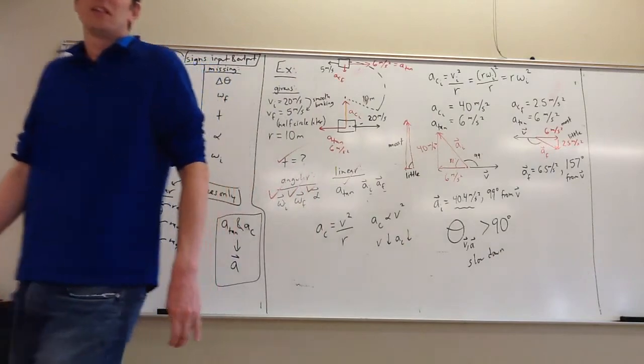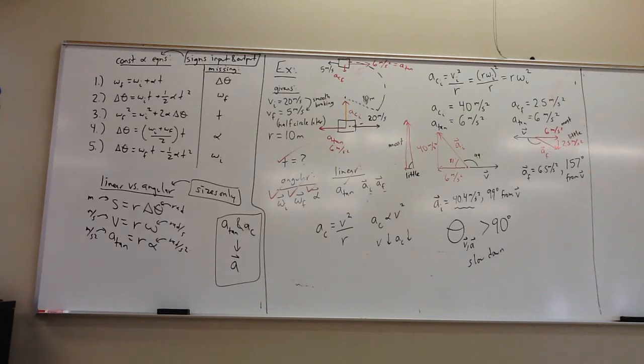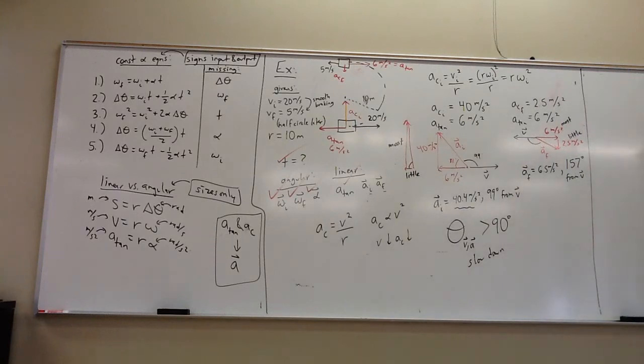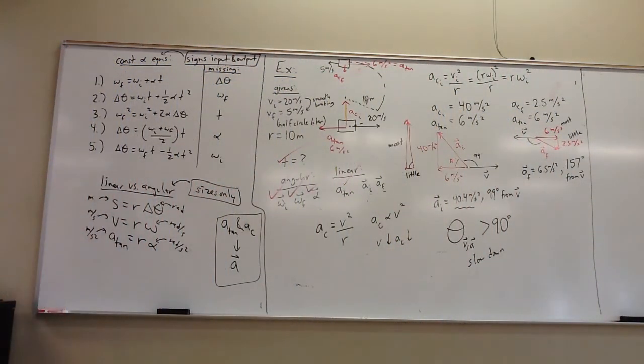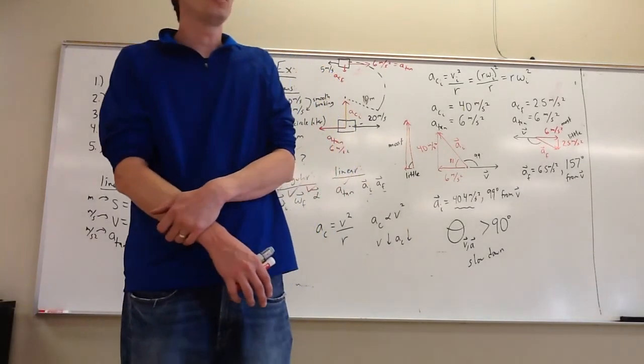So notice that the acceleration is very different at the beginning and at the end. The size of the acceleration isn't the same. 40.4 and 6.5 are different sizes. The angle is different. We go from 99 degrees to 157 degrees from the velocity. But all of that difference is on the centripetal side, right? The tangential side was exactly the same, 6 meters per second squared against the motion. The difference was all in the effort needed to hold the turn.